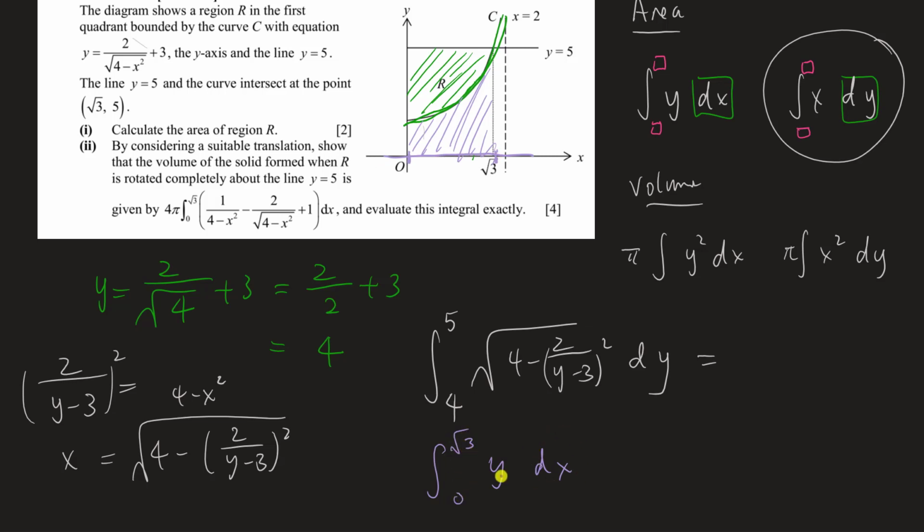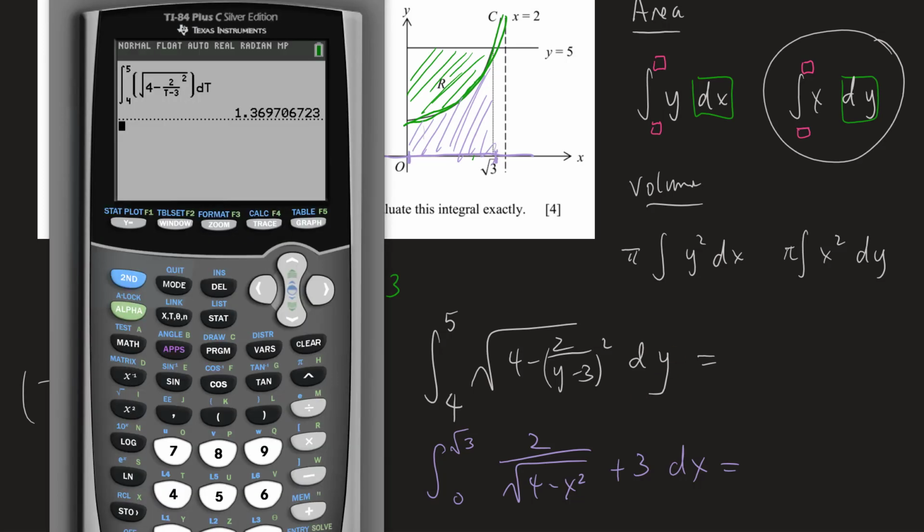This time around, y is very convenient. You don't even have to do any manipulation. Just throw this in. So 2 over root 4 minus x squared plus 3 dx. Once you find the purple area, you can just use the rectangle, which you can find by doing length times breadth, 5 times root 3, and then you subtract it away, you will get a green color area. Both of these will give the same answer. So here I have keyed this gray color formula into the calculator, and we found out that the answer is 1.3697.